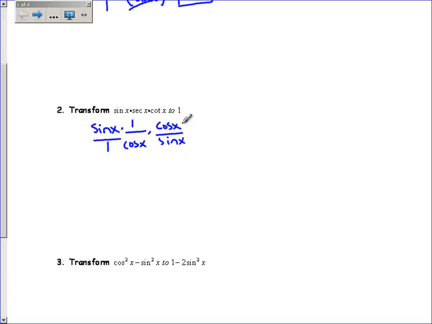All right, let's see what happens here. As long as we're multiplying, you can cancel one thing from the top and one thing from the bottom. So those sines cancel, the cosines cancel, and I end up with 1 over 1, which is, of course, 1, which is exactly what I was supposed to get.